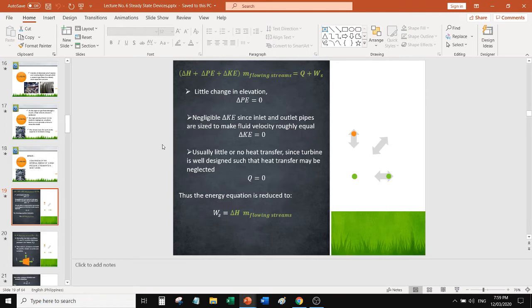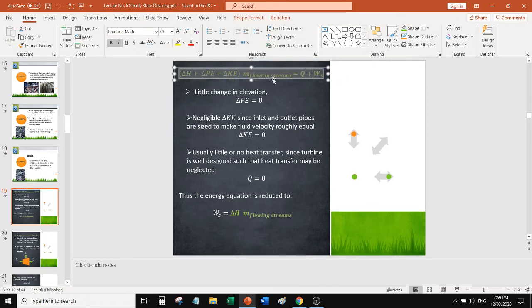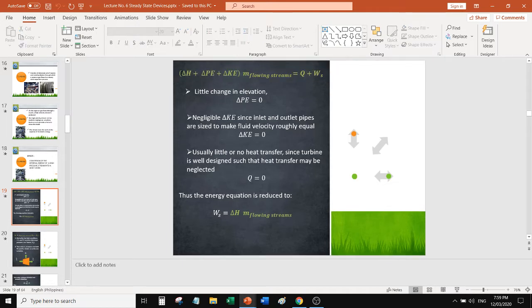Let's see the equation of energy. Okay, we begin with the steady state energy balance. So that would be delta H plus delta PE plus delta KE times the mass of the flowing stream equal to heat plus work shaft. We can assume that the potential energy is negligible. And then we can also assume that the kinetic energy is also negligible. Right?